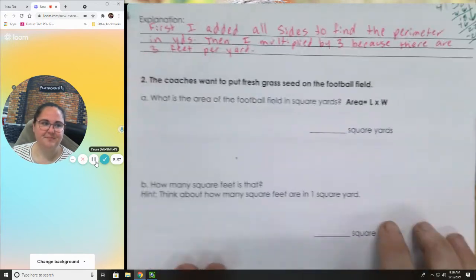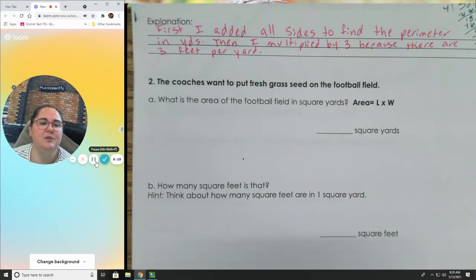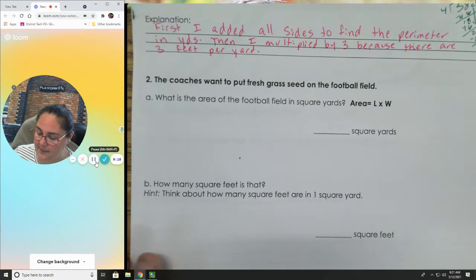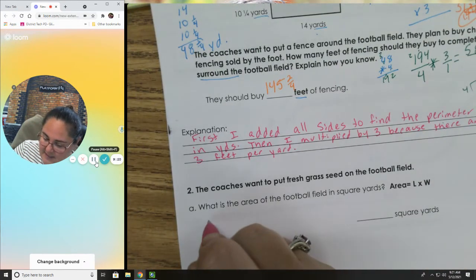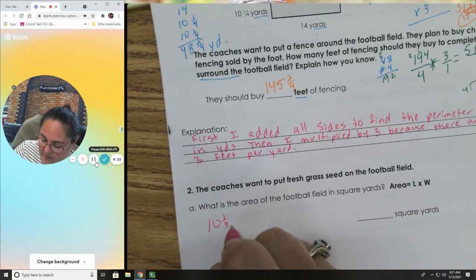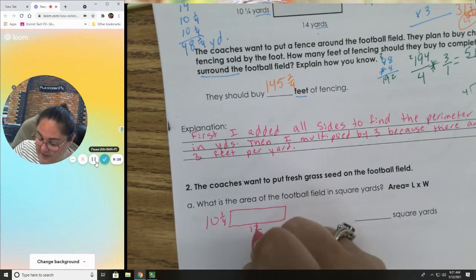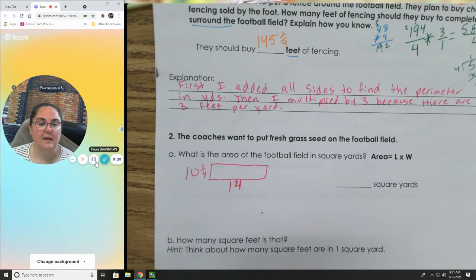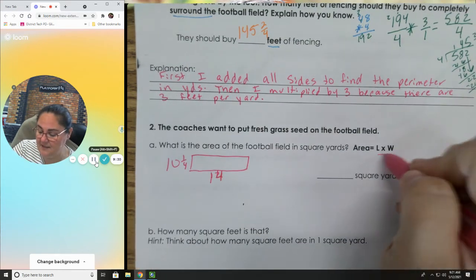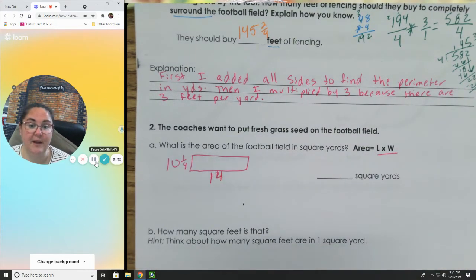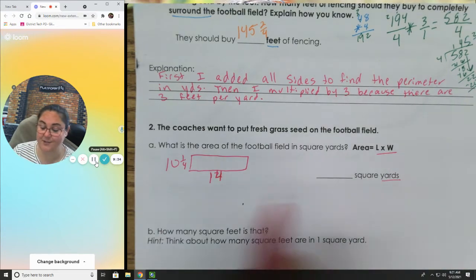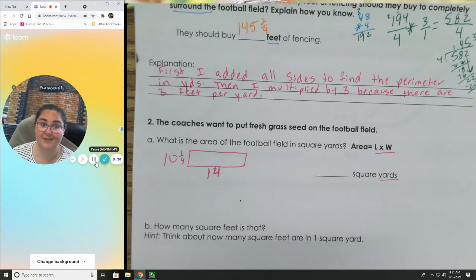Number 2. The coaches want to put out fresh grass seed on the field. What is the area of the football field in square yards? Okay, so I'm going to look at that picture again. I know that it's 10 and 1/4 by 14 yards, right? So it tells me that to find area, I'm going to do length times width. And this still says yards. So guess what? I don't need to change the numbers.